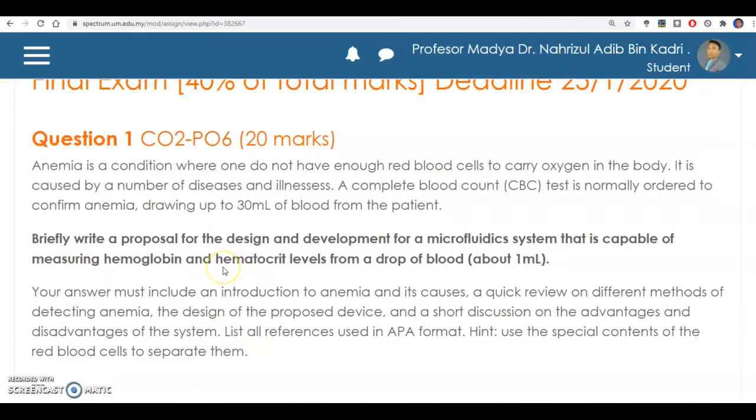Okay, what I require from you, or what I expect from you, has been outlined here. Start with an introduction to anemia. What is anemia and what are the causes, and a quick review on different methods of detecting anemia. What I want from you here is just a list or a summary of what kind of lab tests we use now to detect anemia, and then for you to design the proposed device.